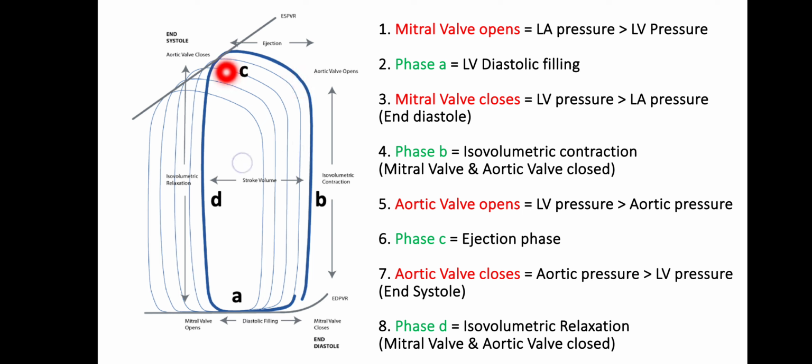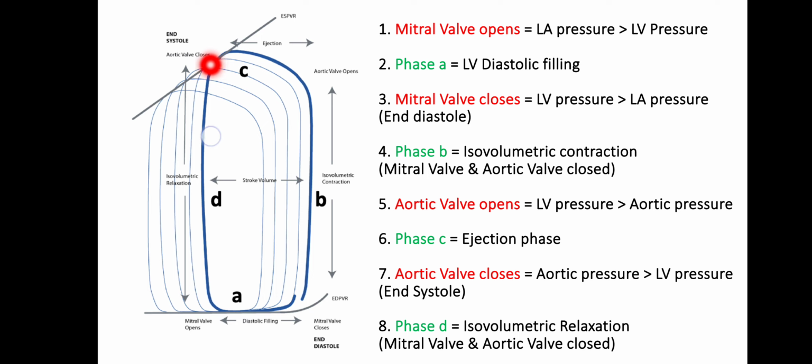Then phase C starts, that is the ejection phase. The blood ejects from the LV to the aorta. That causes a decrease in the LV volume, and the LV pressure rises because the contraction of the LV causes increased pressure in the LV, but due to ejection the volume decreases. That's why the volume curve shifts backwards horizontally. Then at this point the LV pressure decreases below the aortic pressure. That causes the closure of the aortic valve.